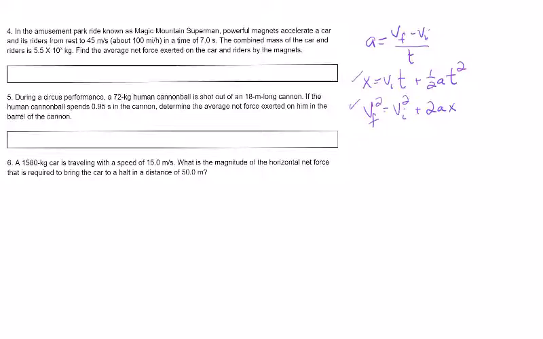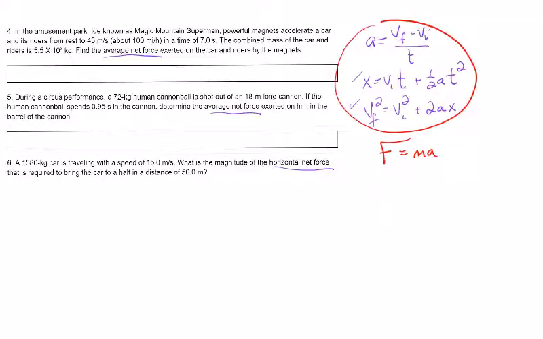Now, in each one of these problems, we're actually looking for the average net force. Average net force, what is the magnitude of the horizontal net force? So we're basically dealing with F. So we're also going to be using F equals ma, but we need to use these equations to find a first.